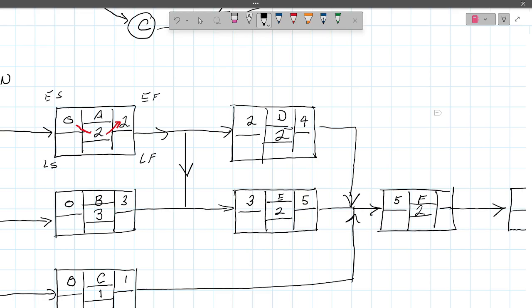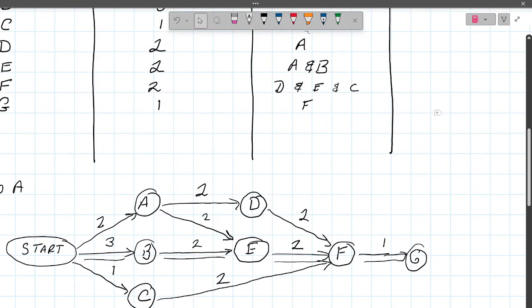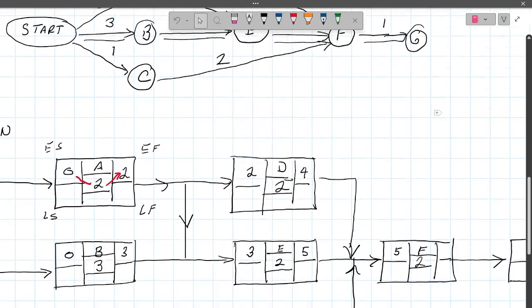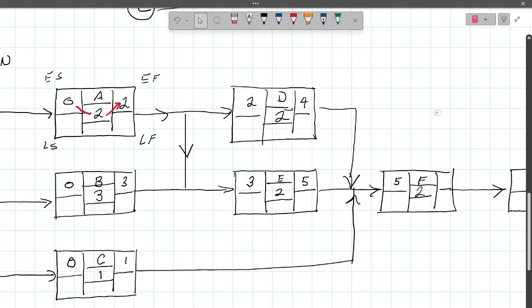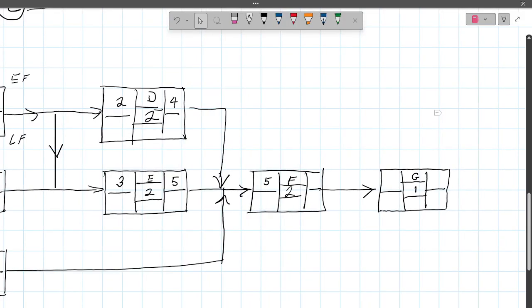I can't start F until I've finished E. But D and C also have to be finished. And that was up in the values up here. Okay. All right. Early finish on F, 7.